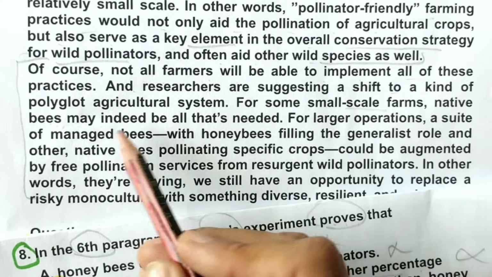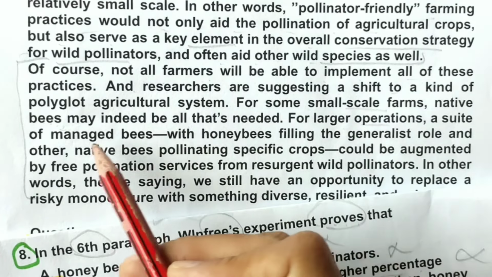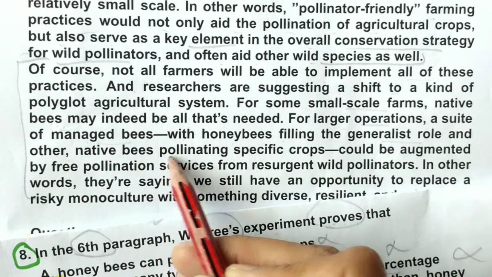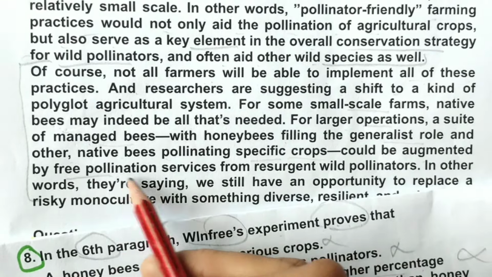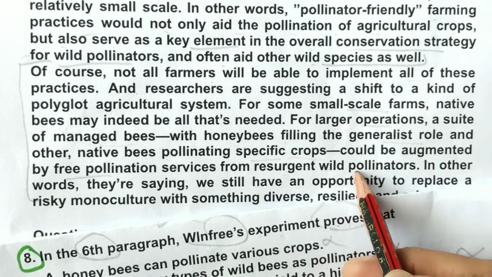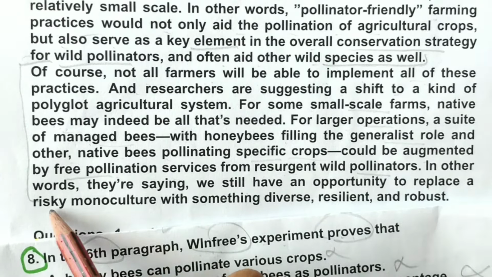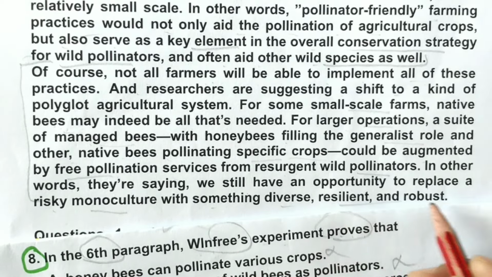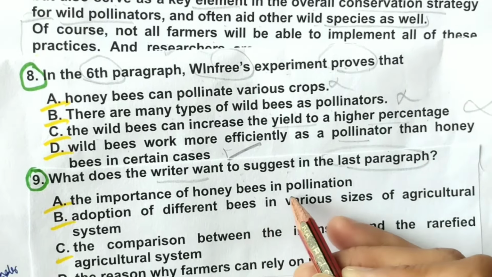For small scale farms, native bees may be indeed all that's needed. For larger operation, a suite of managed bees with honeybees filling the generalist role and other native bees pollinating specific crops could be augmented by free pollination services from resurgent wild pollinators. In other words, they are saying we still have an opportunity to replace a monoculture with something diverse, resilient and robust. Okay. So the importance of honeybees in pollination.